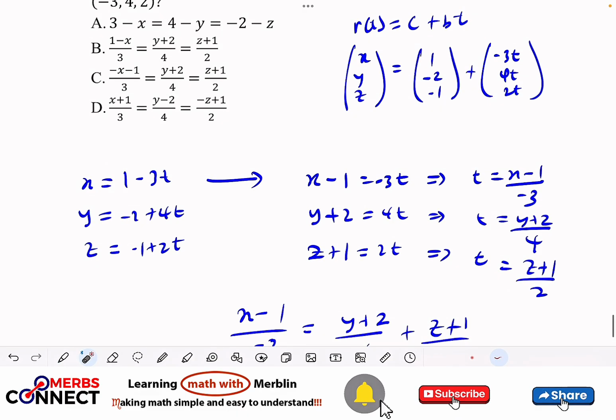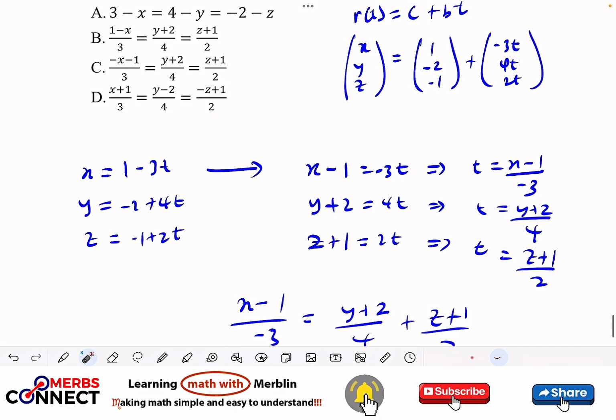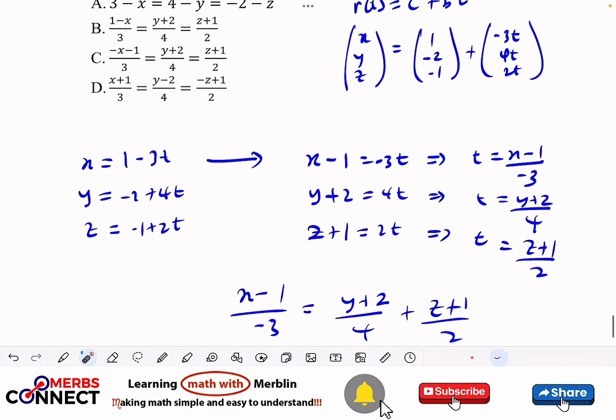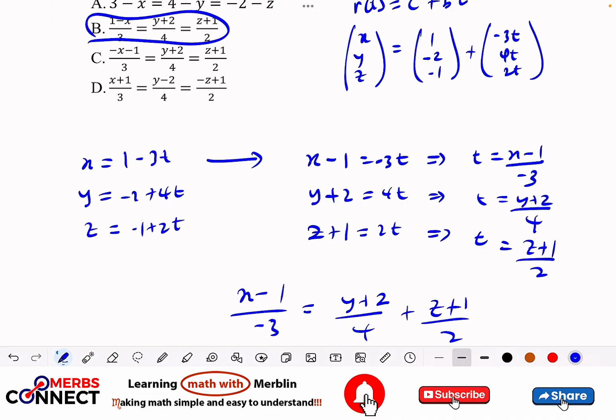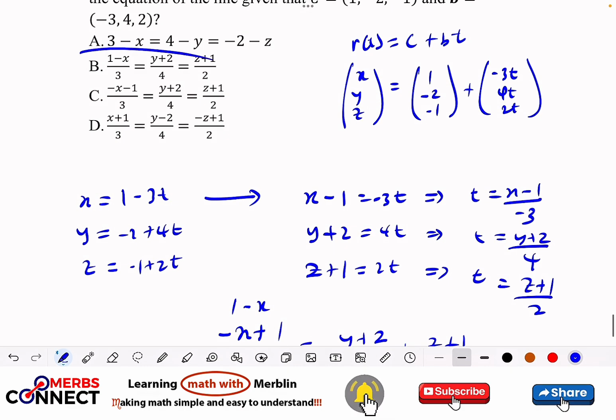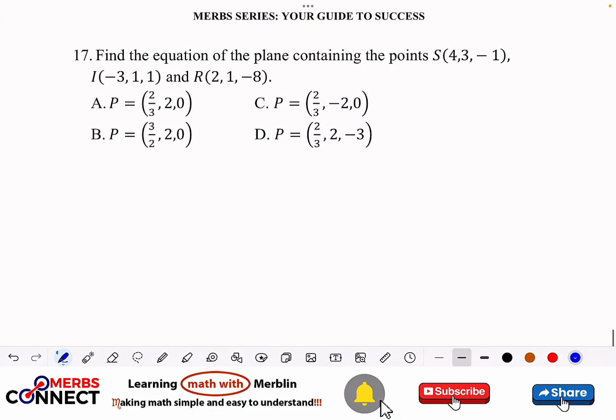Okay, so A is out, B is also out. Is that right? Okay, so the answer is B, because you multiply 2 by minus. This one you want to multiply 2 by minus, so this one will be positive, and this one becomes minus, and this one positive. This one will change to 1 minus x, which is the same as what is here. Good. So B. Let's look at 17.